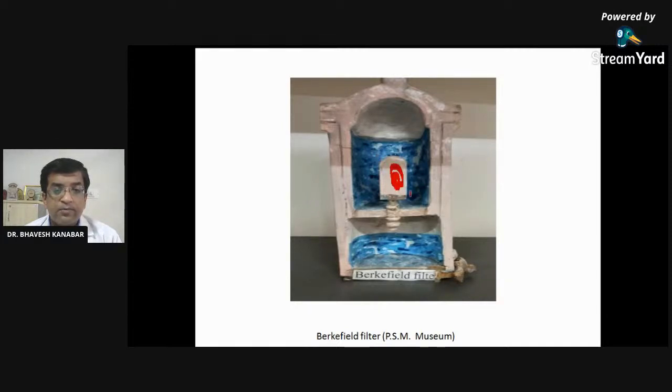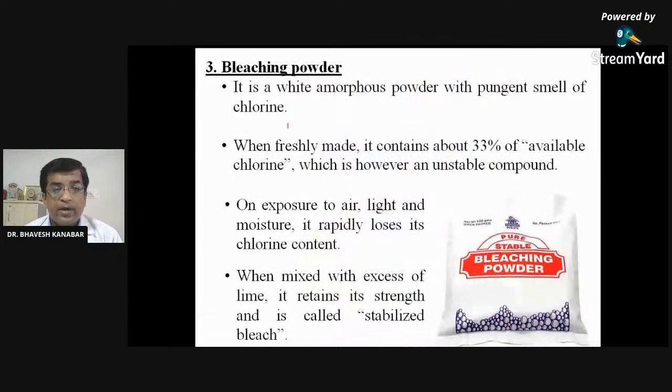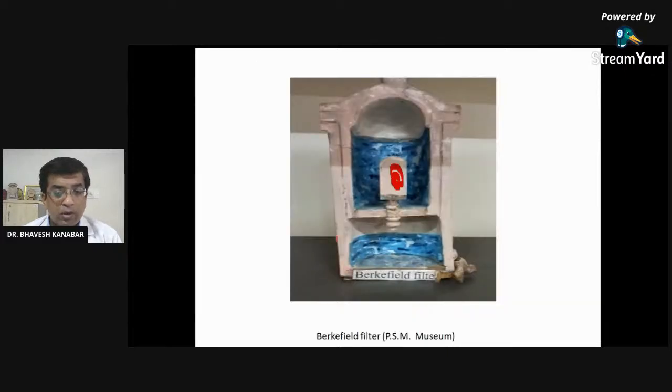This is the candle. Now, the third part is bleaching powder. The third model of environment is bleaching powder. Till now, we have talked about the sanitary well and the filter. Nowadays, you may be hearing the name of bleaching powder so often. Can you tell me the use of bleaching powder? Yes, I am waiting for your reply. What is the use of bleaching powder?